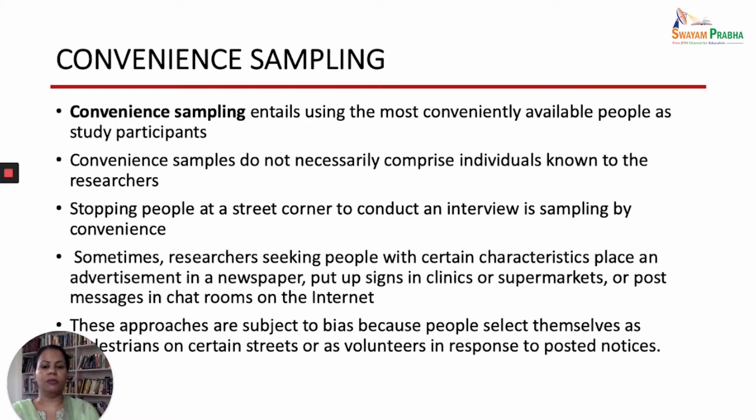What about the people who were at home or who did not pass through that particular road? So you will be missing out on many persons who could have been included in your sample. That is why this type of research sampling design is a biased sampling design.